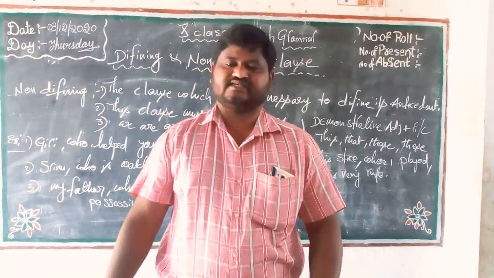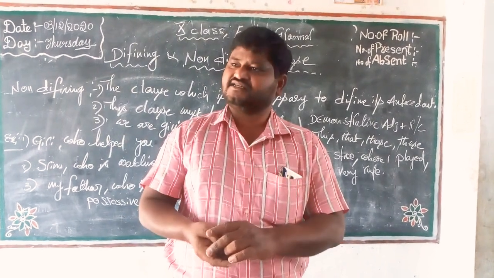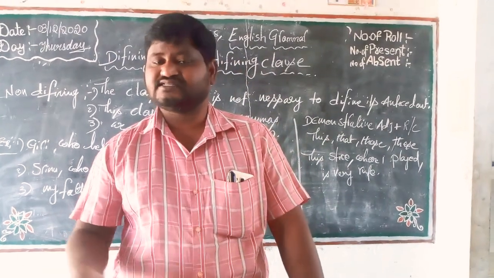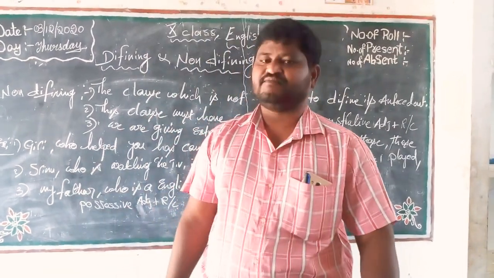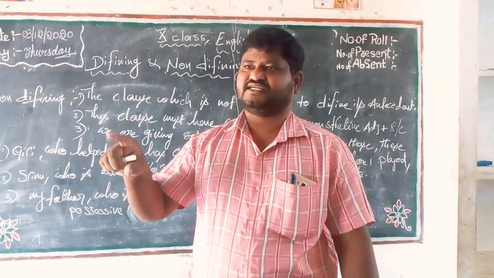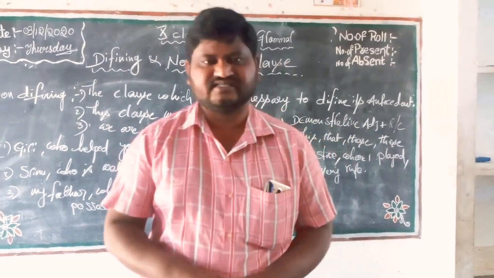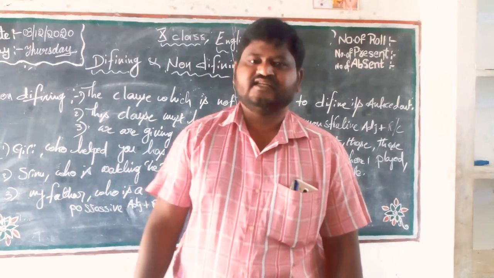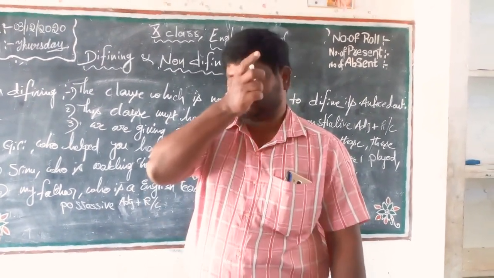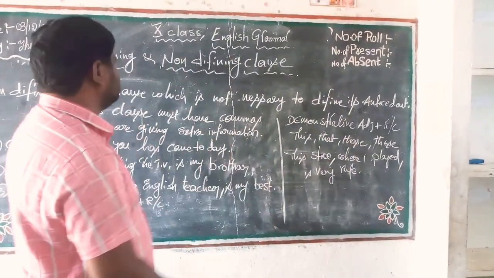In my previous video, I told what a defining relative clause is, what a relative clause is, and what an antecedent is. The antecedent is something previous, preceding in time, or a thing that existed before. The relative clause means the clause which qualifies a noun, a pronoun, or a noun phrase. That is what we call a relative clause.